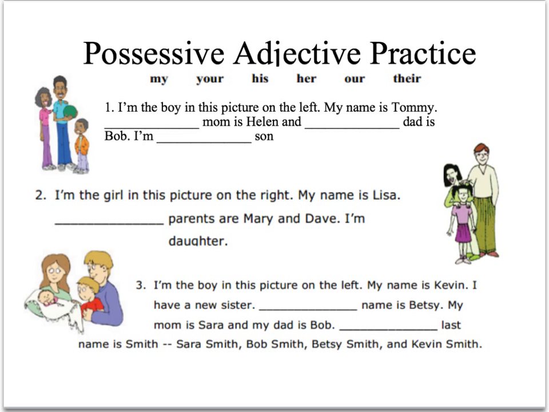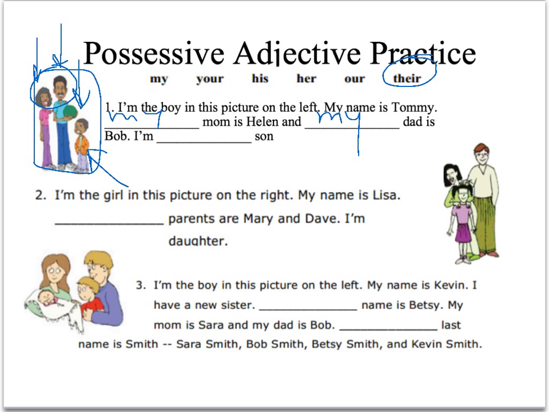I'm the boy in the picture on the left. My name, so we're looking here, my name is Tommy. Blank mom is Helen. So Tommy's talking, so he has to say my mom is Helen, and blank dad is Bob. So he's talking about his mom and his dad, so he has to say my dad is Bob. I'm blank son. So given these three people, if this is Tommy and this is mom and dad, then I'm their son, because he belongs to both of them.